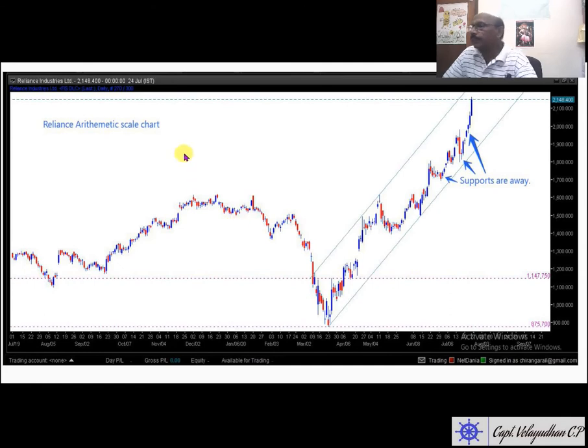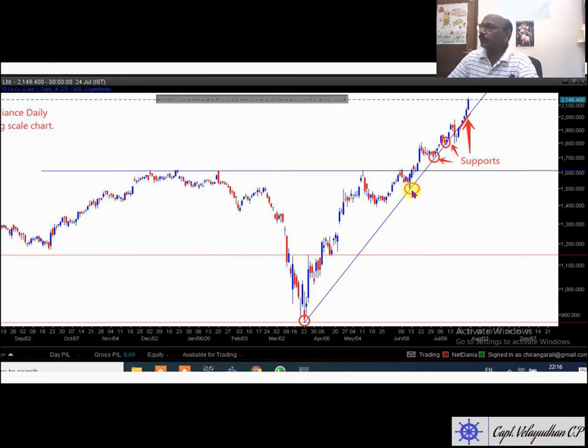This is the same chart which I put on arithmetic scale. Arithmetic scale gives equal distance on the right hand side. The distance is the same as this distance. I took this point and the same point on the other side also and extended the line, but I noticed that price was not taking support, a little above the trend line. Supports were away. Same chart, arithmetic scale, support was away, whereas on the log scale it took clear support.